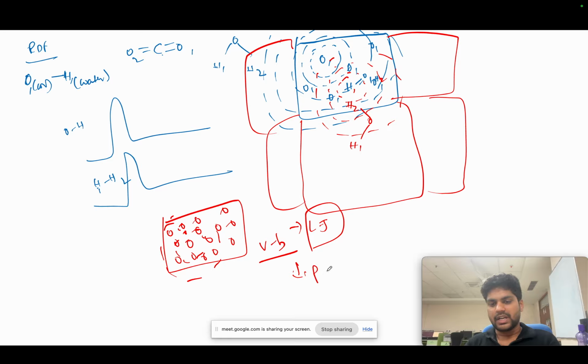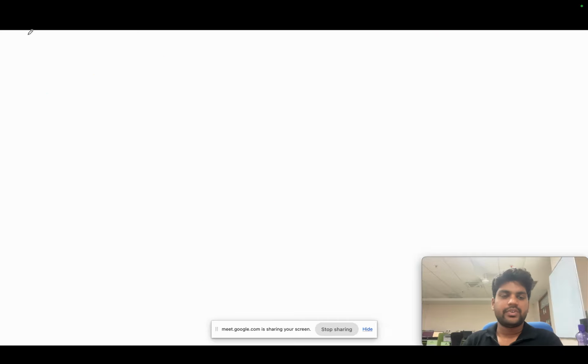From here you will get the partition function. Once you know the partition function, you know how to get the pressure. That was discussed in the class by sir, and we'll come to that part later. There are different examples we need to use to understand the microscopic.